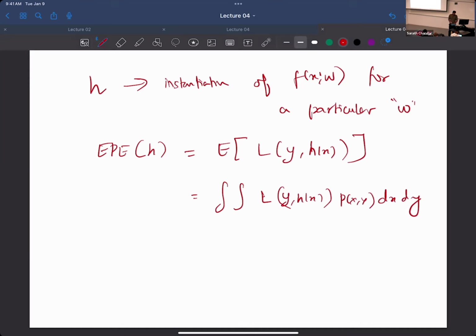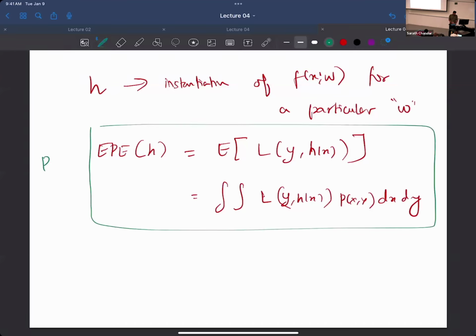right? So we're going to call this expected prediction error the risk R of h. Okay. Now, the best possible h star that you could get is basically the arg min of R of h, where h belongs to the hypothesis class.